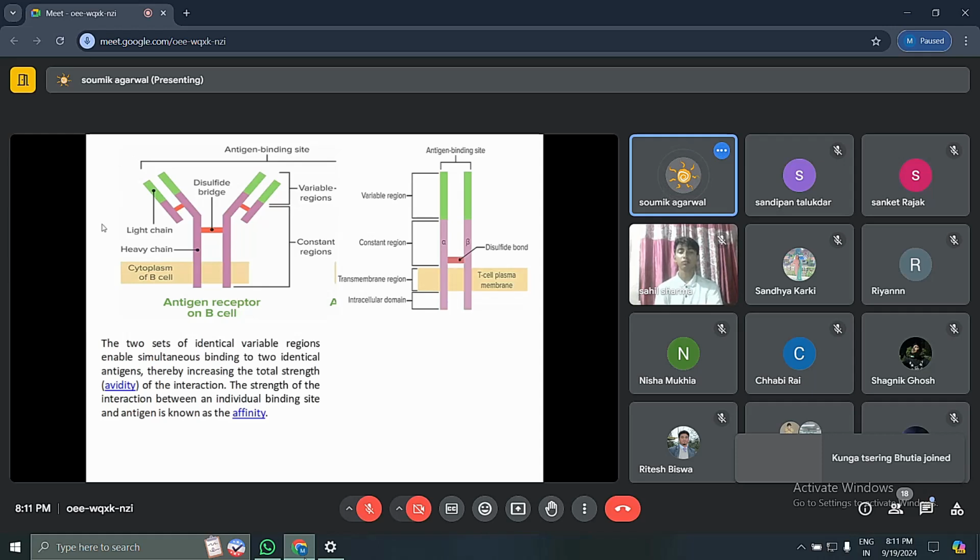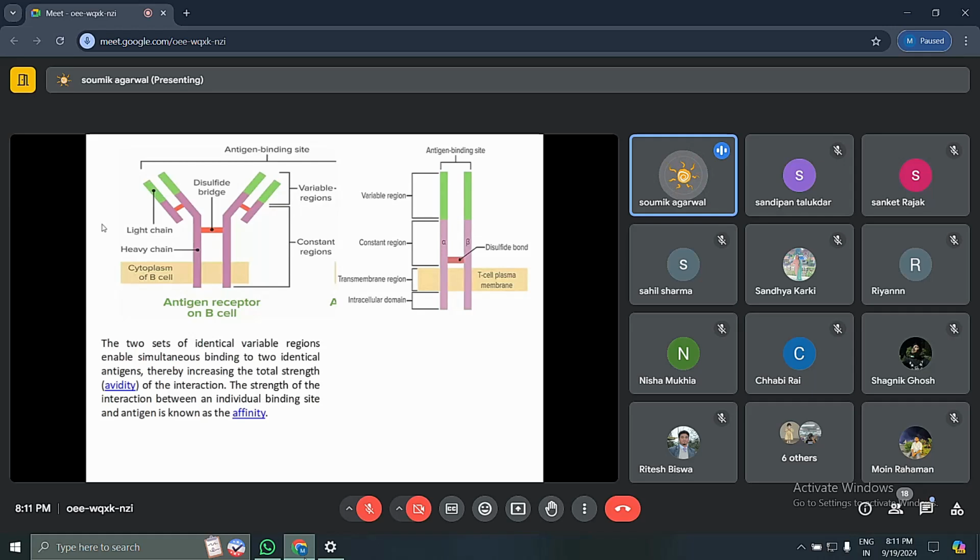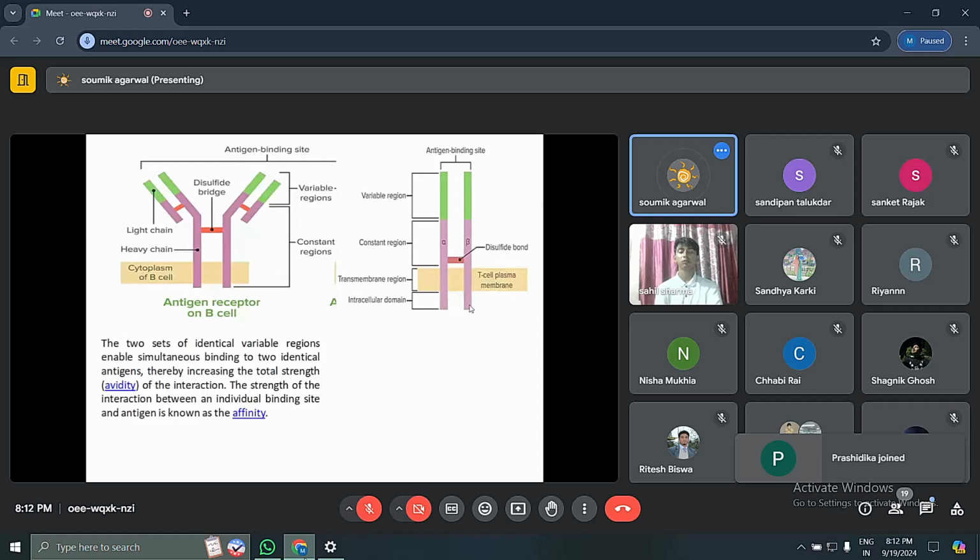But you won't find such variety in the case of T cells. They mostly recognize peptides that are bound with MHC molecule 1 or 2. Why do I say so? Because T cells recognize peptides presented either by MHC2 molecules or MHC1 molecules. So these are the basic differences between T cell and B cell receptors. Okay.